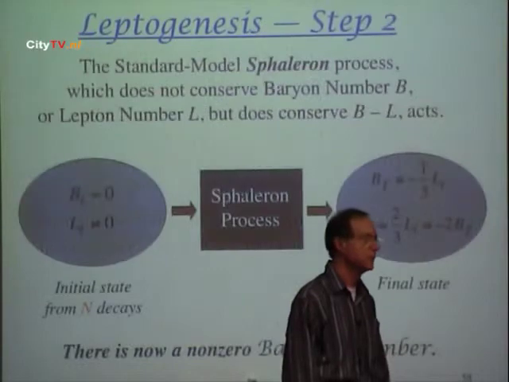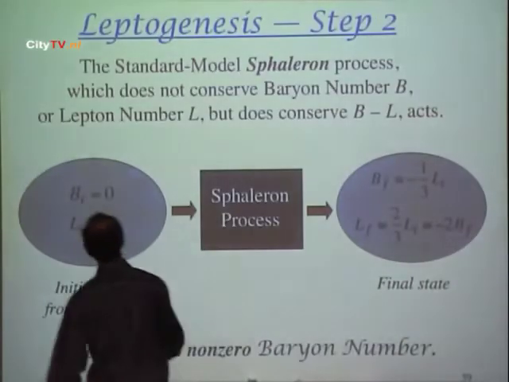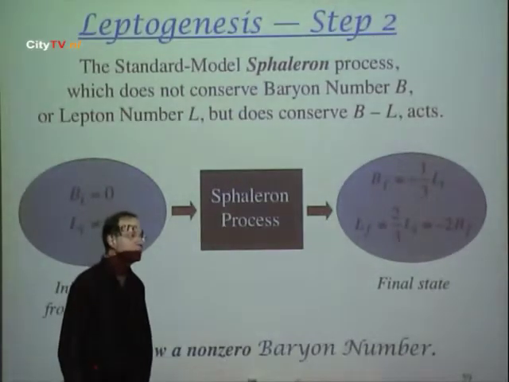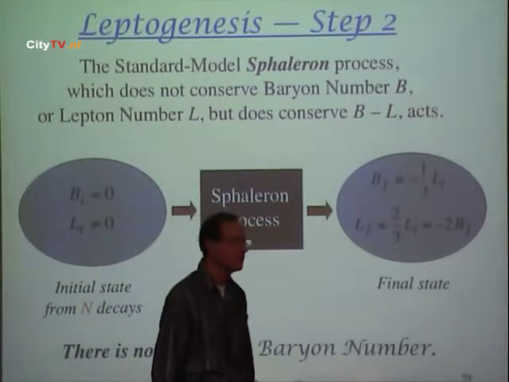That's crucial. And when you get here, the baryon number isn't conserved either. That's how we get from the non-zero lepton number to the non-zero baryon number.